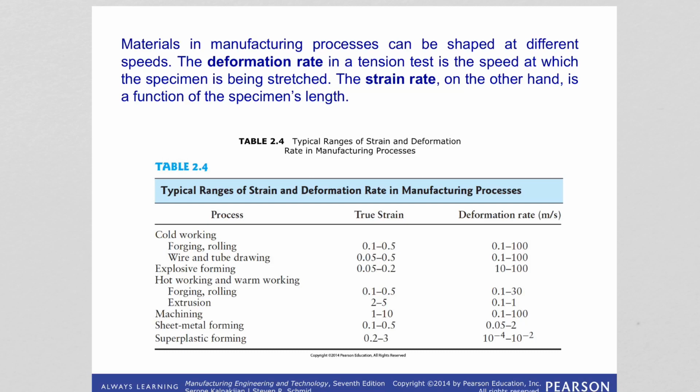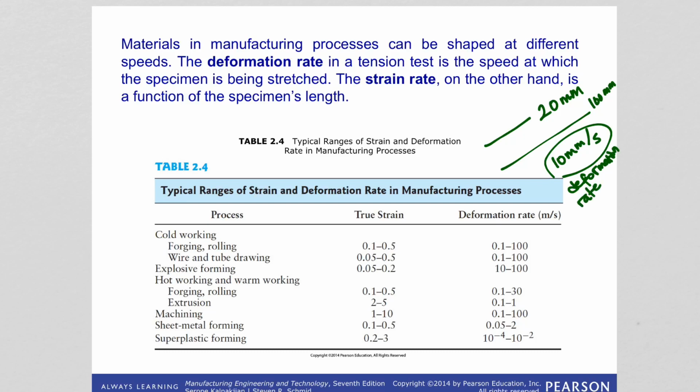So what do we mean? Assume you have two rubber bands. One is 20 millimeter and one is 100 millimeter. And they are stretched by 10 millimeter per second. So actually both have the same deformation rate. Both are stretched 10 millimeter per second. But what about the strain rate? Do they have the same strain rate?